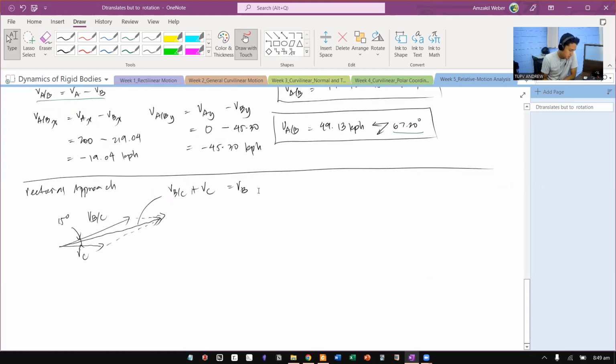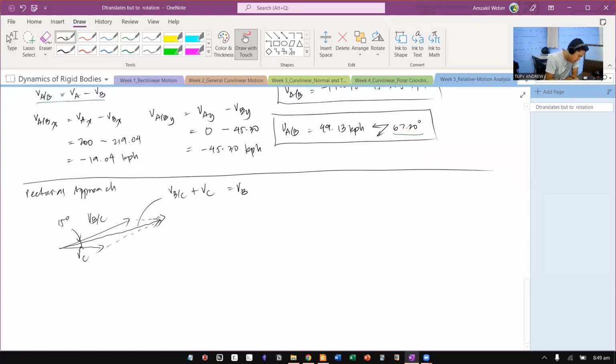Okay, so can we use the cosine law? Actually, pwede. If this is 15 degrees, then 180 minus 15 is 165. This is 165, so if that is 165, then this is also 165. Okay, so let's do the cosine law.